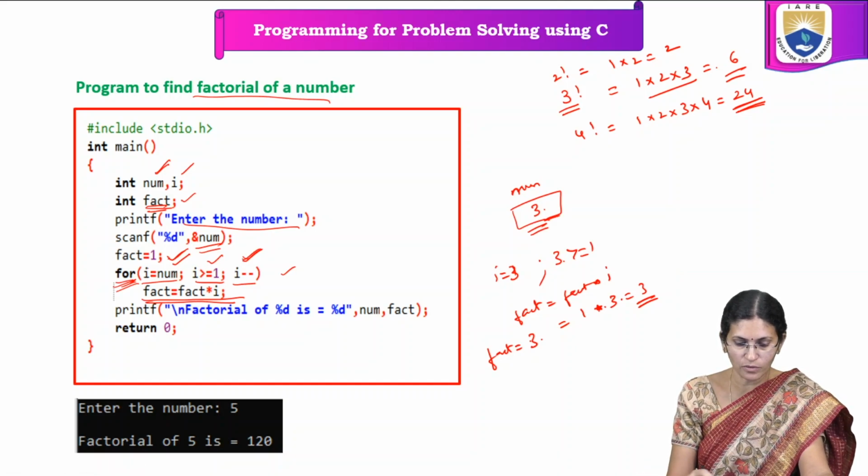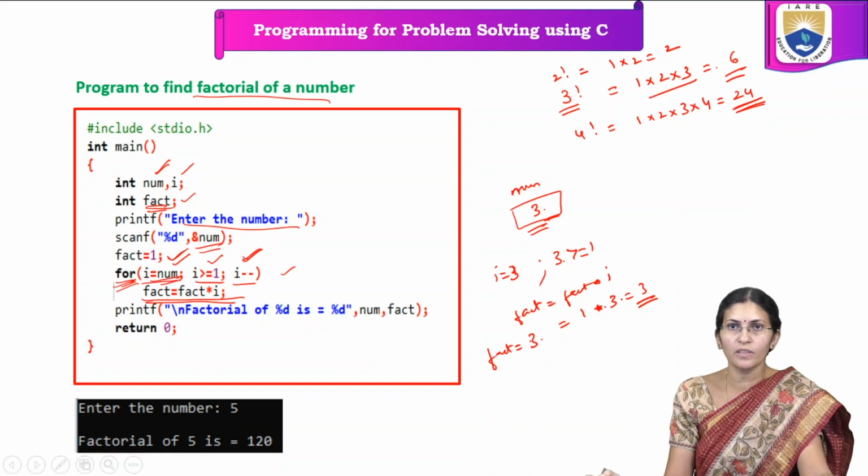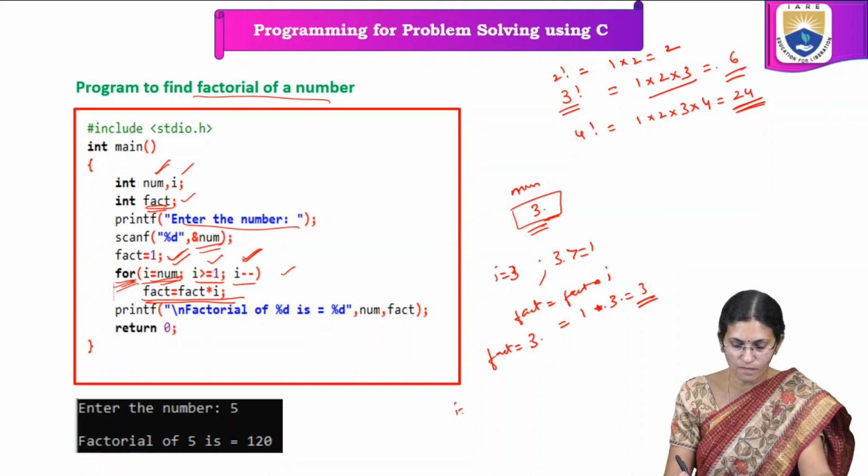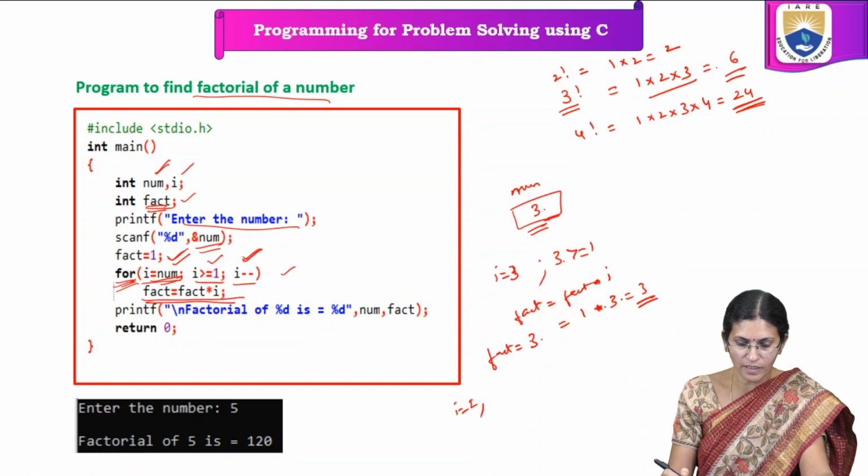Next, after that, I value is decremented by 1. So initially I was equal to 3, now I is equal to 2. So when I is equal to 2, fact is 3. So 3 into 2 is equal to 6. So this is equal to fact value now.